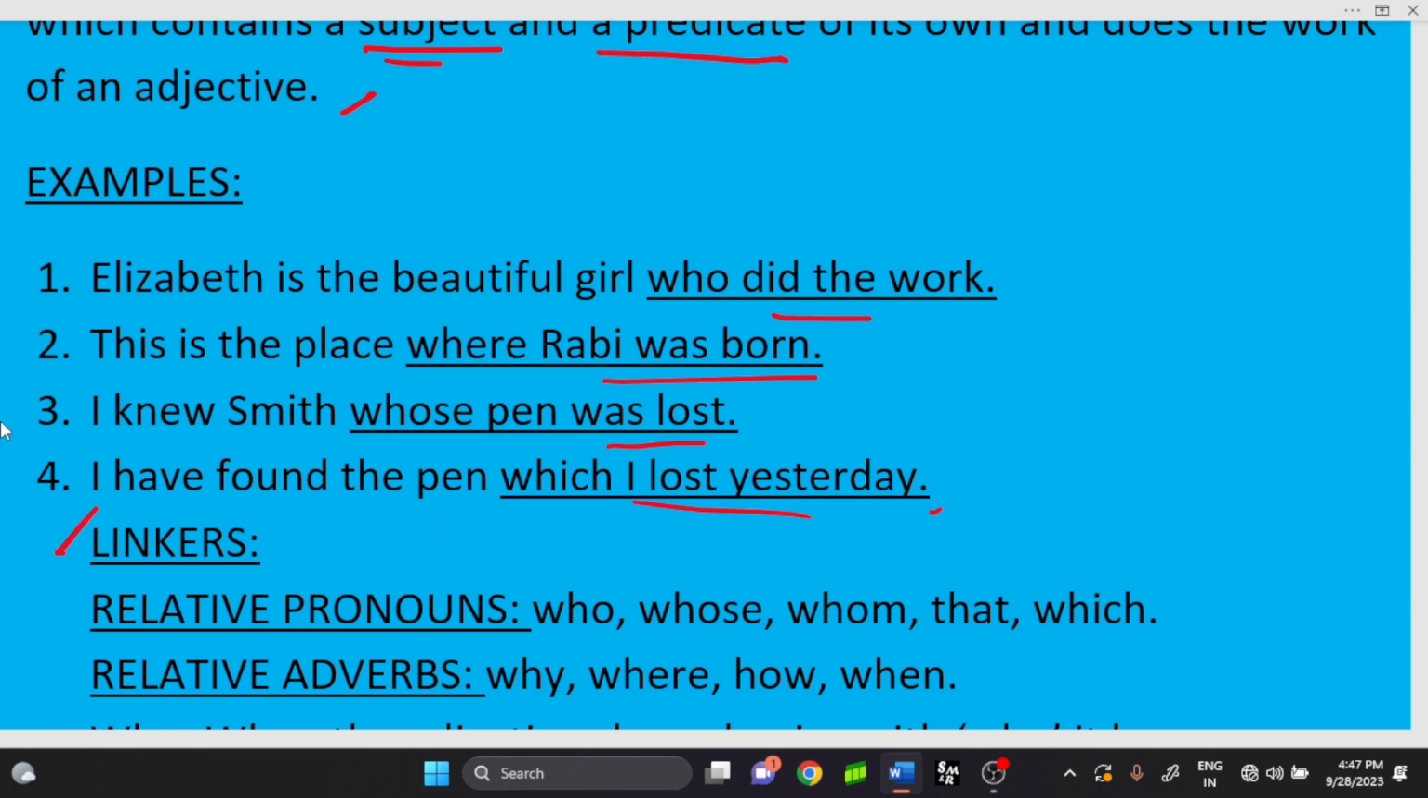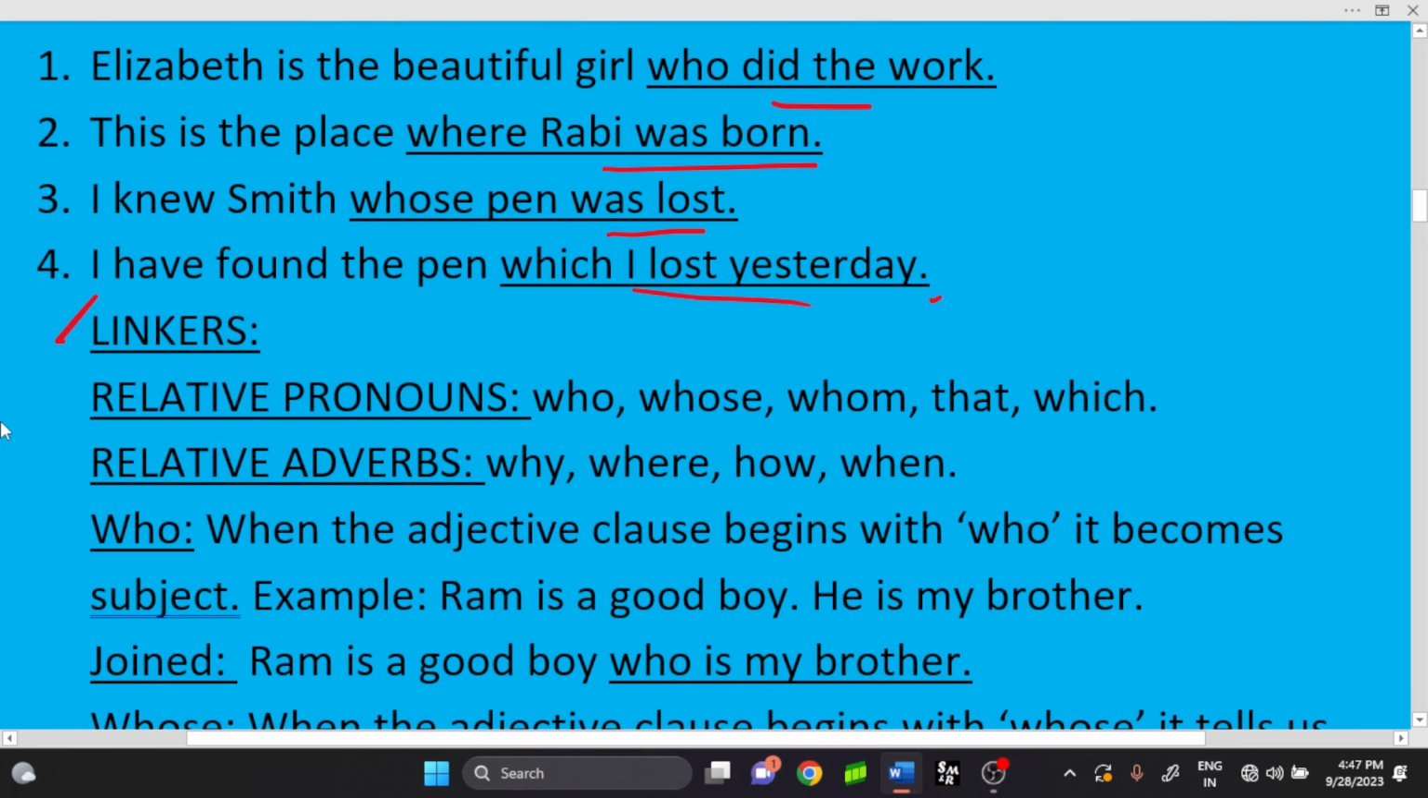Then linkers. Actually we use adjective clause to join 2 sentences or to make the sentence a complex one. It is very essential to learn adjective clause to join 2 sentences or more than 2 sentences. When we are going to join, we have to use linkers. Then there are some relative pronouns: who, whose, whom, that, which. These are used actually to join 2 sentences based on adjective clause or relative clause, because you all know that adjective clause is also known as relative clause.